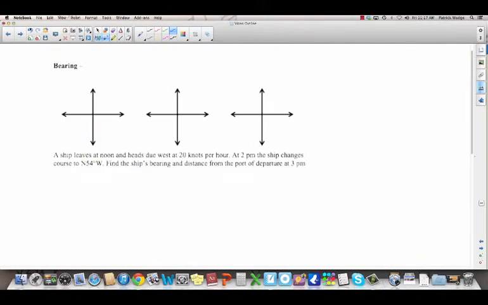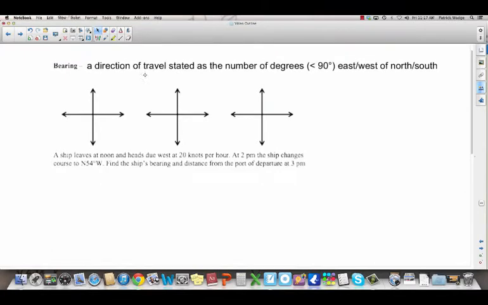Before I do this question, I need to introduce you to this idea of a bearing. A bearing is a direction of travel. It's like the direction you're moving in. The way we state it is the number of degrees east or west of north or south. So it has to be an angle which is less than 90 degrees. What do we call an angle that's less than 90 degrees? We call it acute. So it's going to be an acute angle, either east or west, and then either north or south. So it could look something like this.